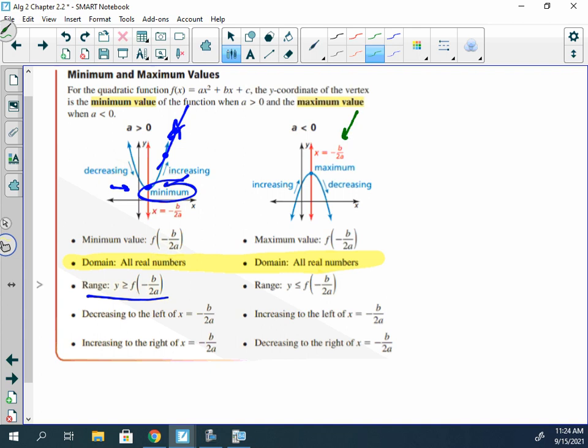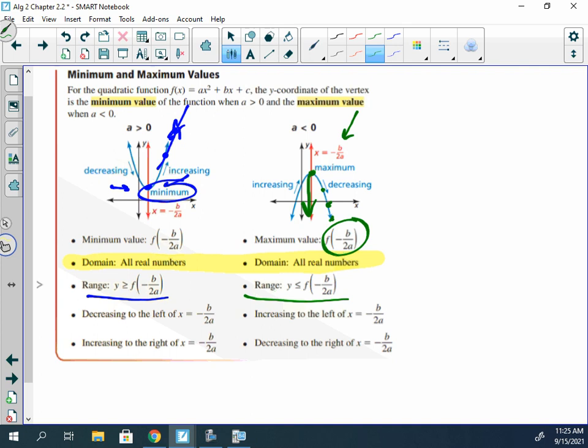Now, if we look at this one here, it is opening down. So if I went to the left or right, no matter what point I picked on this, there's always going to be one that is smaller because it's going down, which means our vertex is not going to be the minimum value, it's going to be the maximum, because I can't find another point on the graph that's bigger than that point. So its y value will be the maximum value. And again, we said it's going down, so the range is going to be all the y values that are less than or equal to that point.